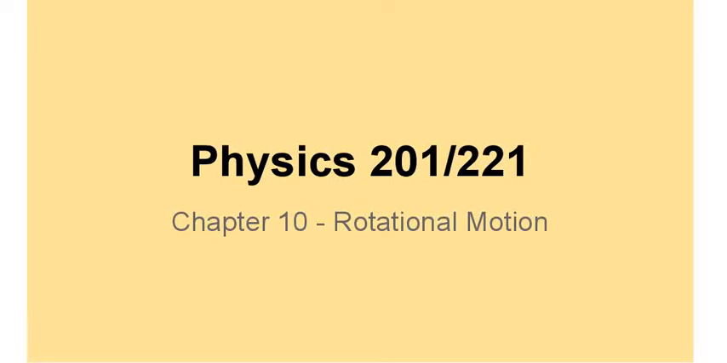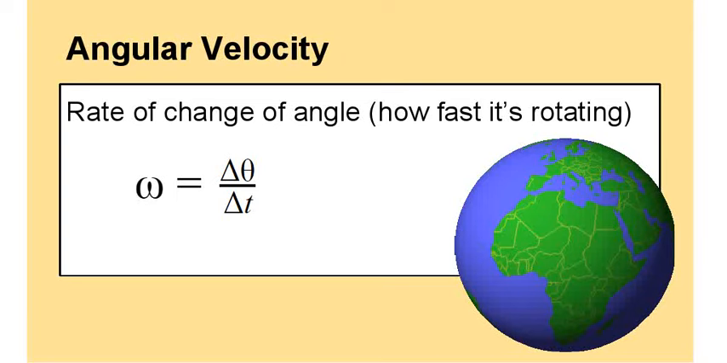Welcome back. Today we're going to talk about Chapter 10. This is rotational motion. A lot of it looks a lot like Chapter 6. There's some similarities and some things that we will recycle here. But here's the first of them, angular velocity.